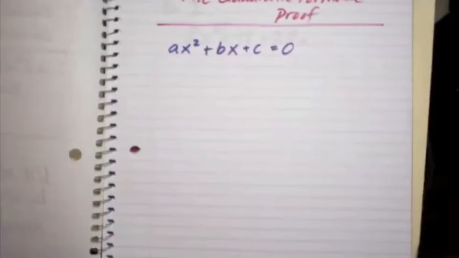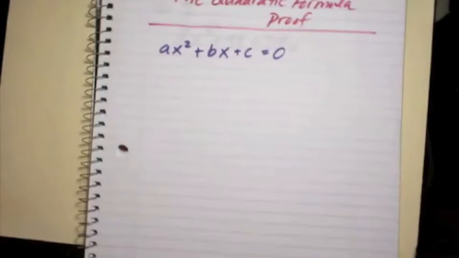We're going to start off with the proof, because you know what it looks like, you know when to use it, but you need to know where it came from, where it was derived from. So we're going to start off with the quadratic equation. This is a general form of any quadratic equation, and our goal is to derive the quadratic formula.